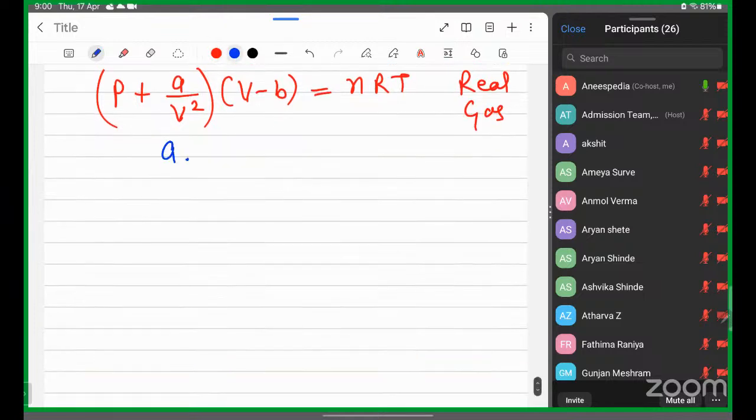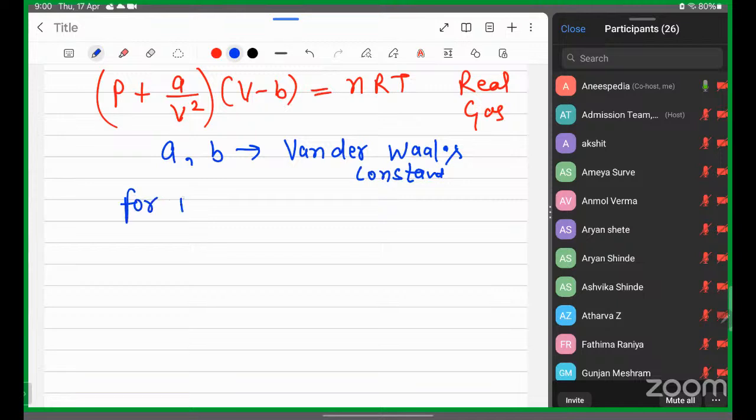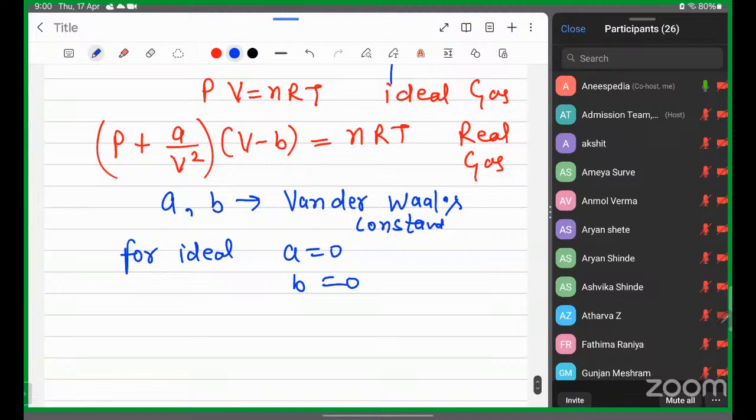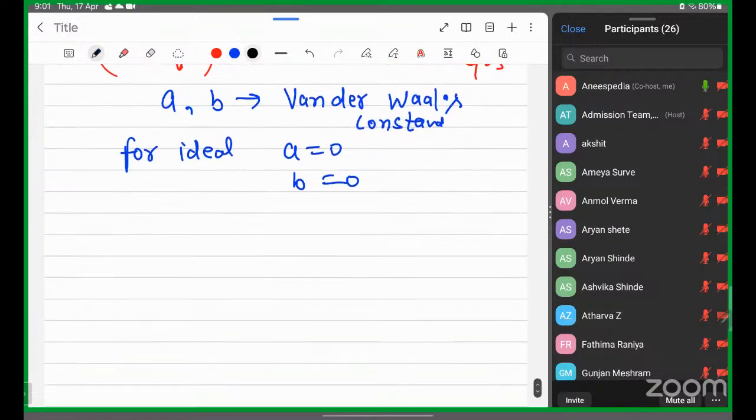In this equation, a and b are known as van der Waals constants. For an ideal gas, a will become 0, b will become 0. So if you take the value of a and b as 0 in the van der Waals equation, the equation will transform itself into PV equals nRT, which is the ideal gas equation. So this implies that the van der Waals equation is valid for real gases as well as for ideal gases. Understood?